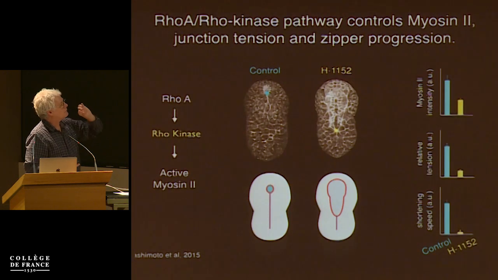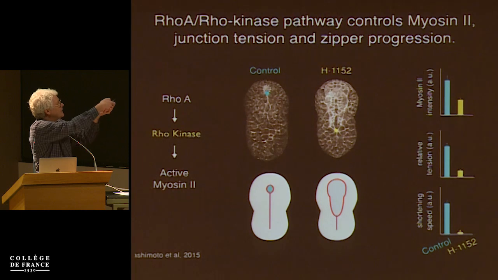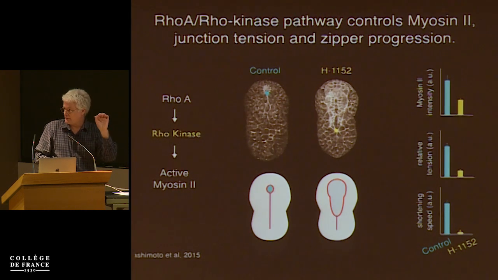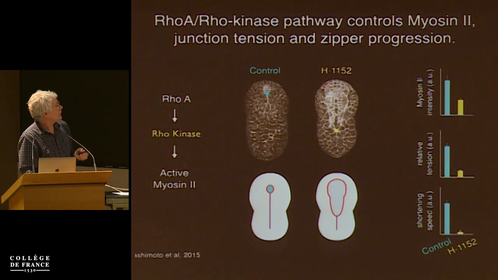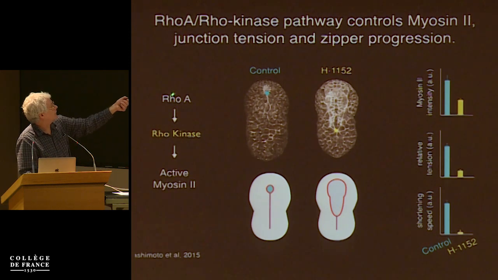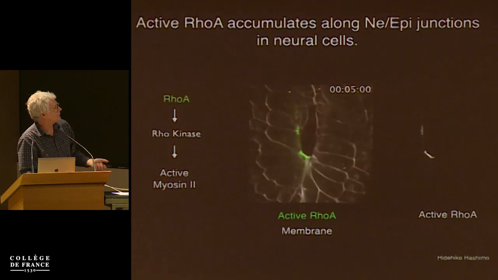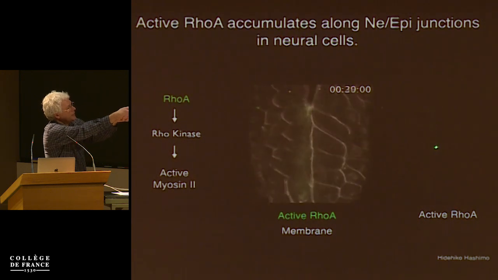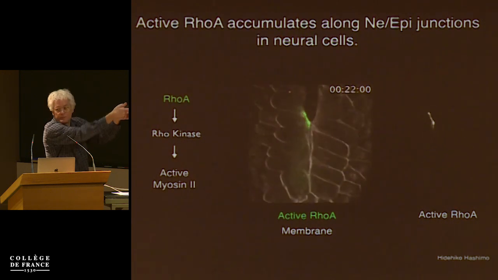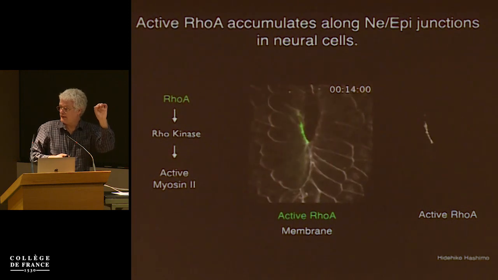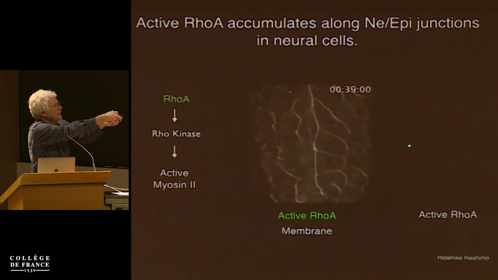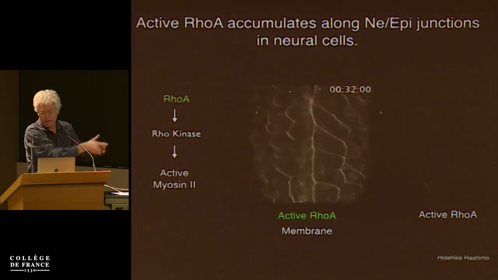We can block myosin itself, or we can inhibit an upstream activator, Rho kinase, and completely stop zippering dead. So myosin is required to do this. We can go further upstream and look at the GTPase RhoA that activates myosin in many other contexts. And using a probe for active RhoA, we see that RhoA itself is activated right ahead of the zipper, exactly where myosin becomes activated, exactly where the contraction is occurring. And RhoA is then turned off behind the zipper as well.